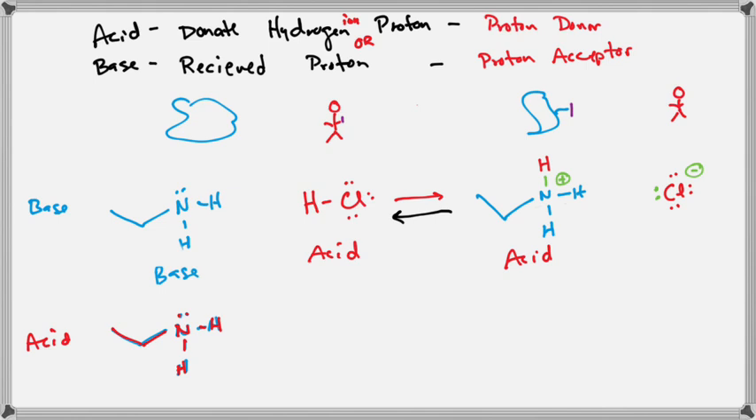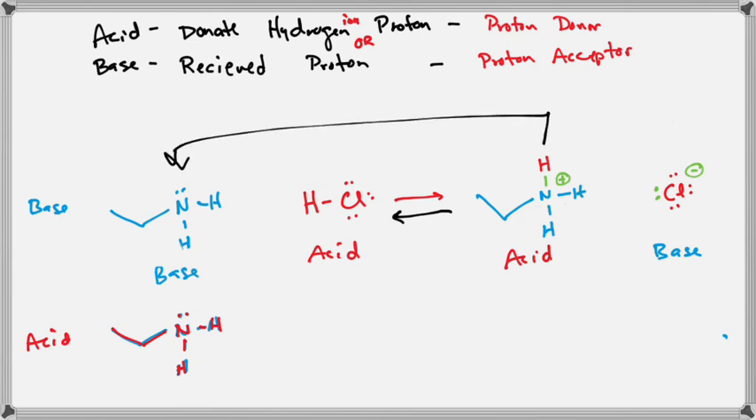To explain why, because in this scenario, when you run it backwards, the nitrogen is now going to donate one of its hydrogens. When we go backwards, we're going from here over to here. And what changed in that structure? The hydrogen. It no longer has a hydrogen. Why? Because it donated it to something else. And if it is now a hydrogen donor, it must be an acid.